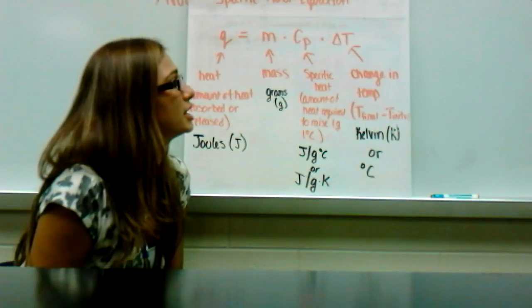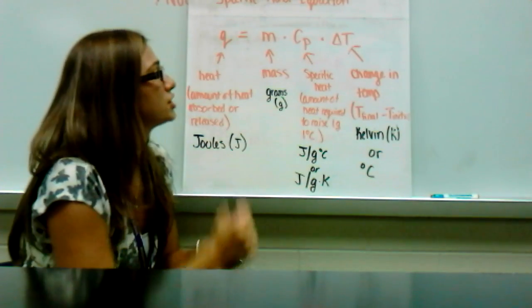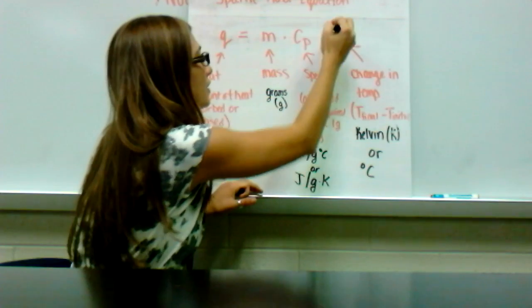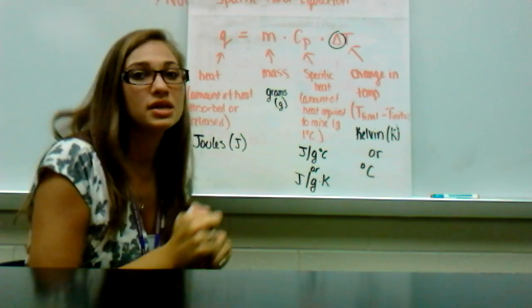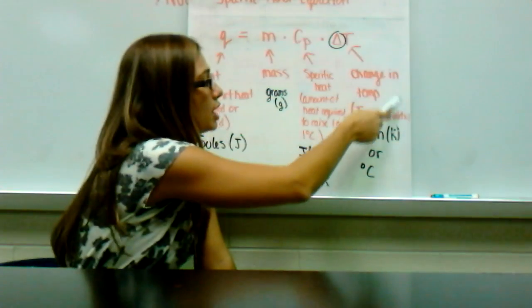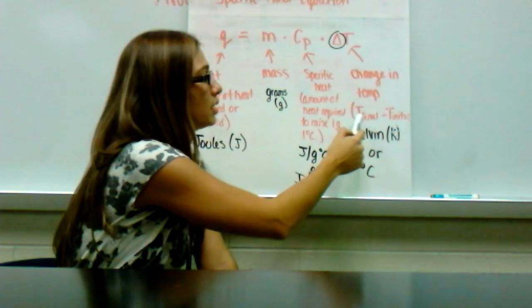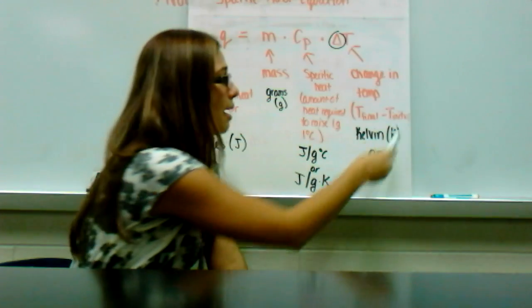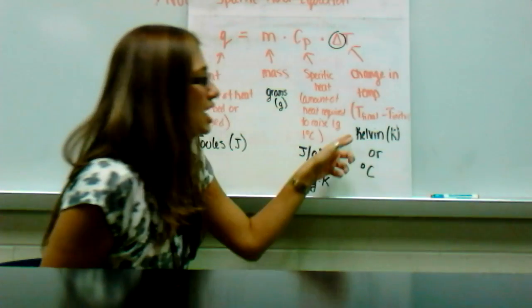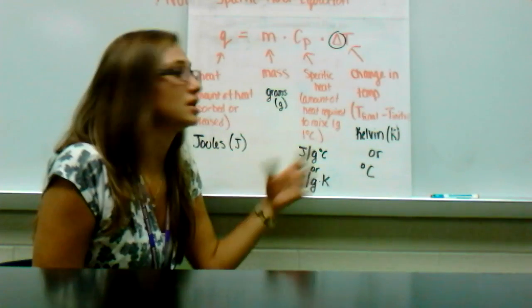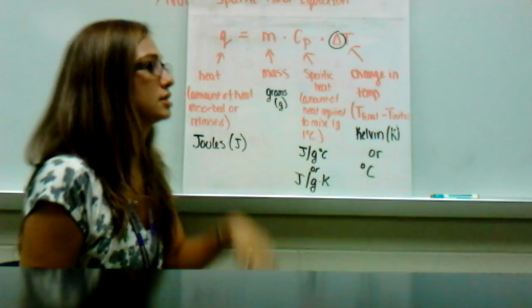This last part right here is change in temperature. So this right here, this is what we call a delta. Delta means change in. So when we're thinking about delta, we're going to be thinking about the final temperature minus the initial temperature. And again, when we're talking about temperature, it's going to be in either Kelvin or degrees Celsius.